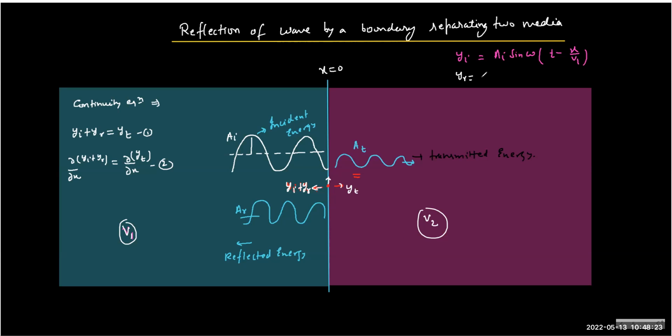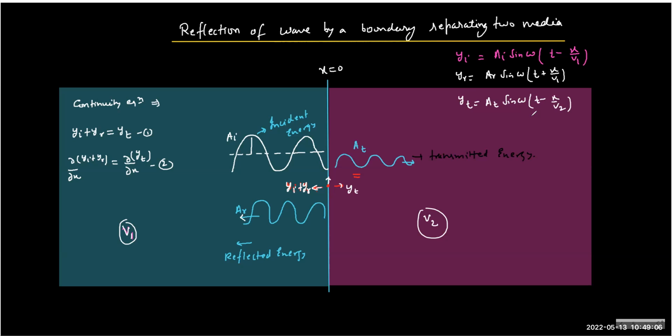The reflected one will have this amplitude, and because the reflected wave is going left, the equation will be t plus x by v1. Why v1? Because it's moving in the same medium. Now when it comes to the transmitted equation, it will have the same direction as the incident one, so minus, but it is moving in a different medium, so it will be v2. So we prefer writing like this.